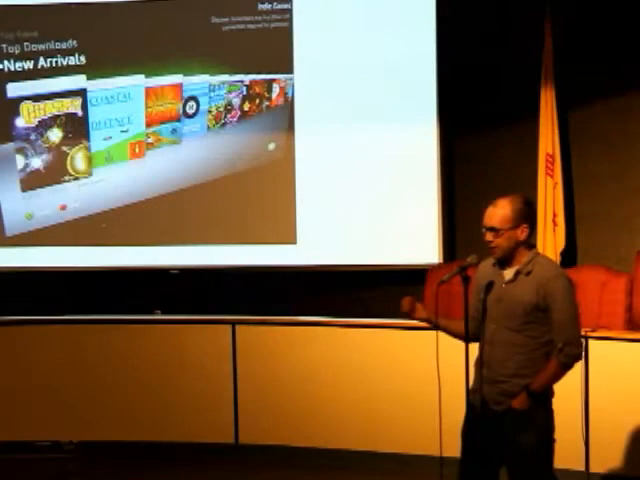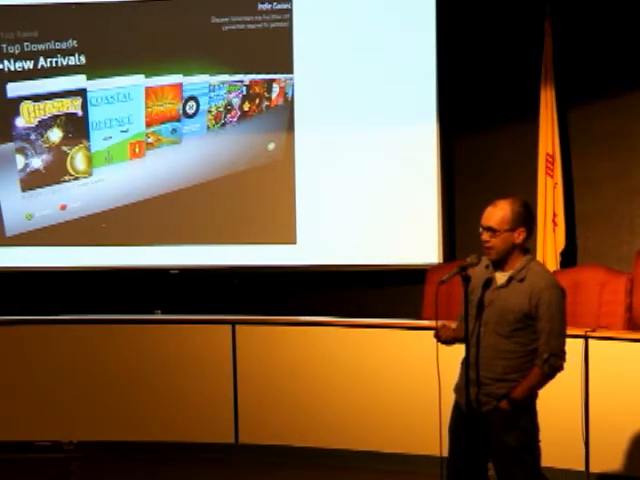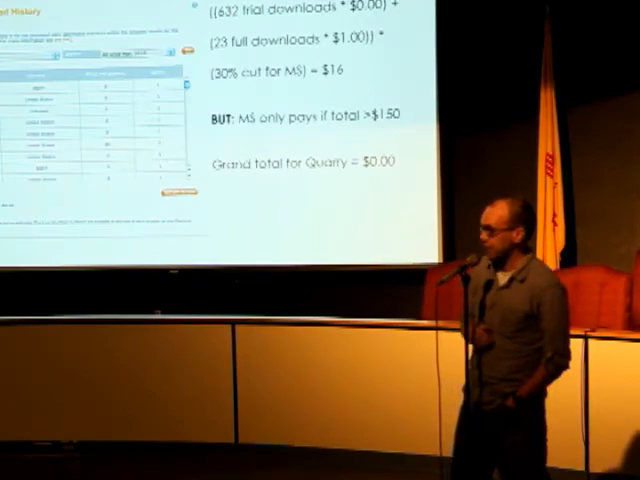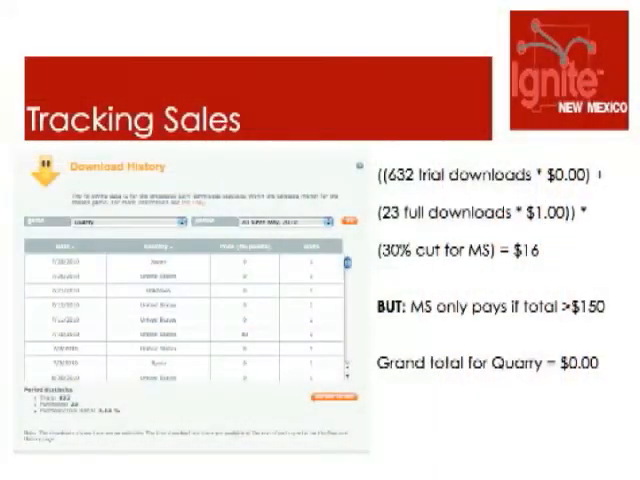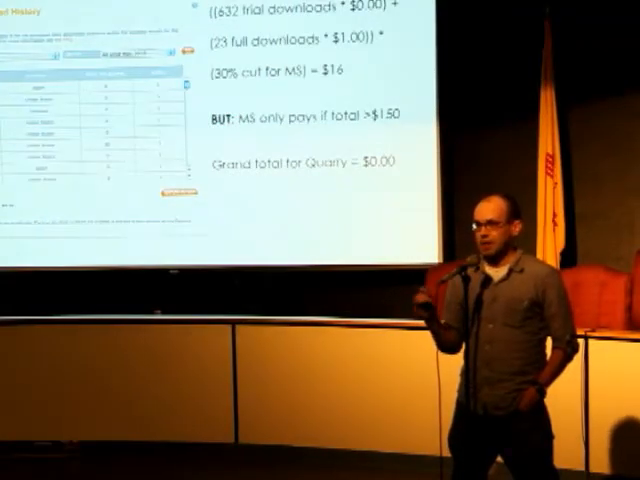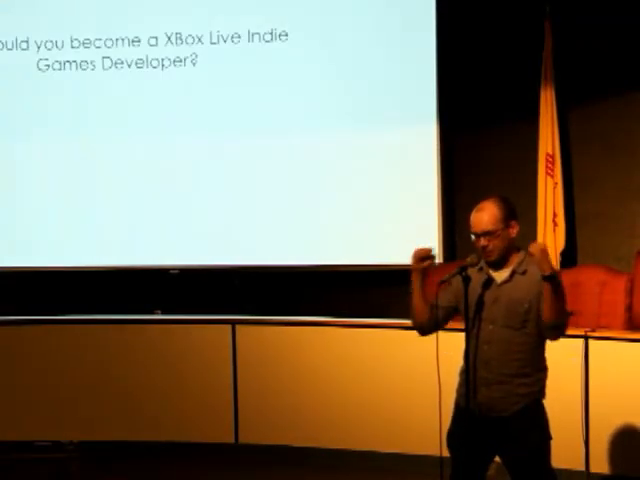And so, taking what we have for Quarry right now, you can divide it between the trial downloads as well as the paid downloads. You can see we had lots of trial downloads, and very few people actually wanted to pay for it. As well, Microsoft takes a 30% cut of everything that you put up there, and then they will only pay out if you make up to $150. So right now I'm standing at a grand total of 0.